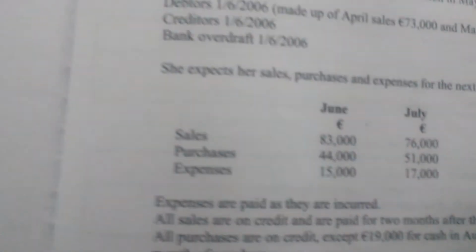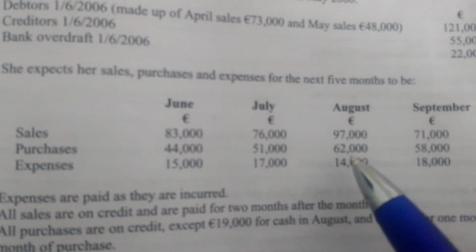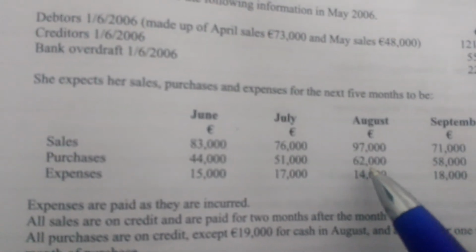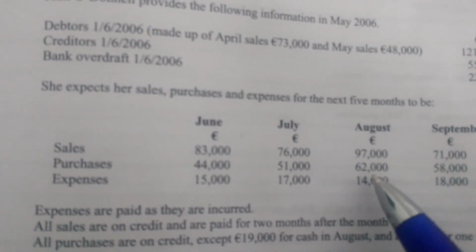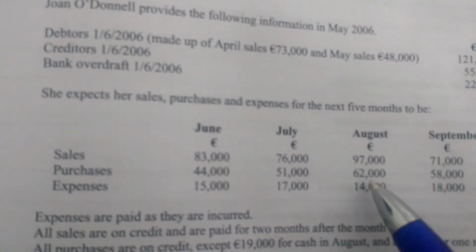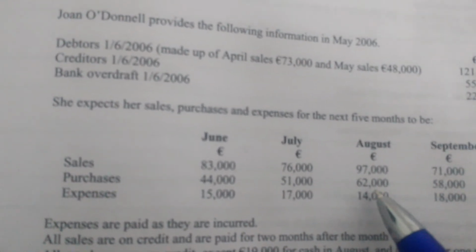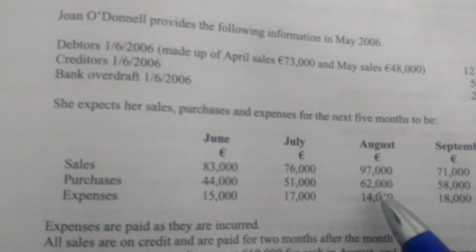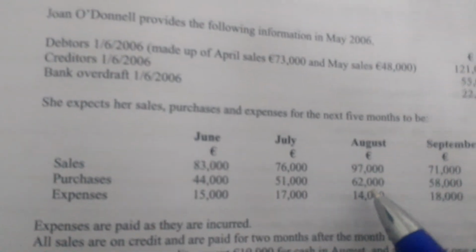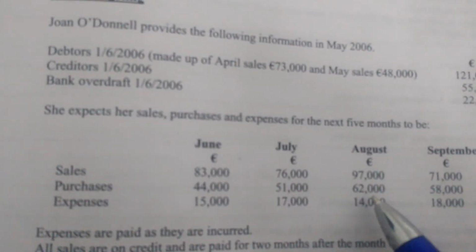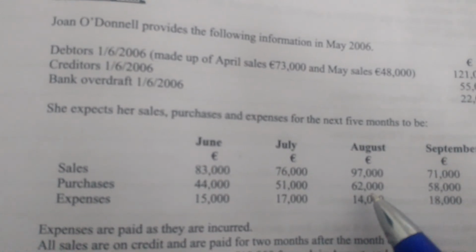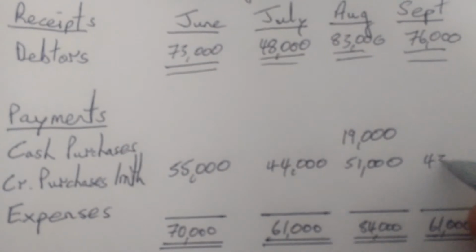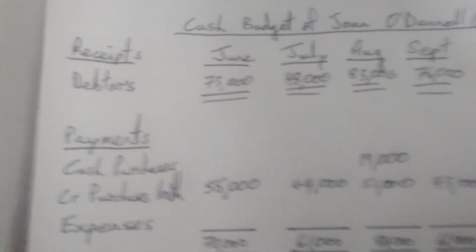Okay. And then we go to the August purchases. Now, the August purchase is 62,000, but we already said that 19,000 of that was cash. So if we subtract the 19,000 from that, we're left with 19 from 62 is 43,000, isn't it? The rest of that 43,000 in purchases we'll pay for the following month, which is September. So we'll put 43,000 into September's column. Is that alright?